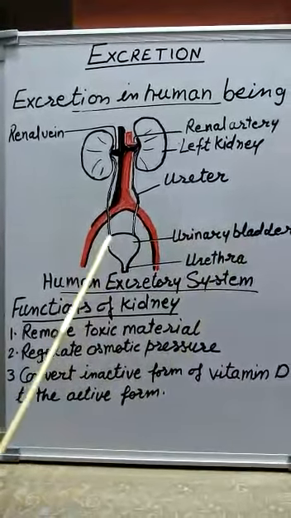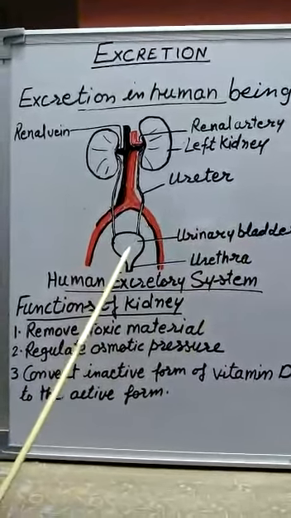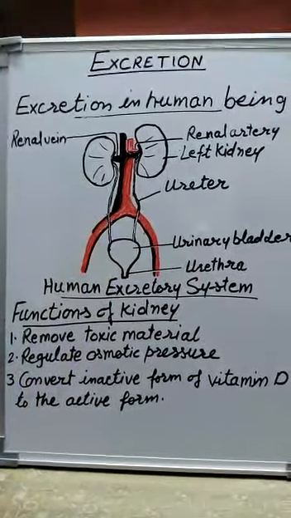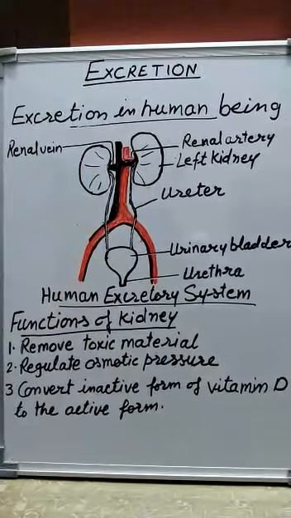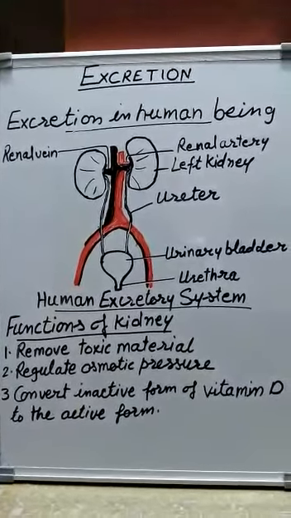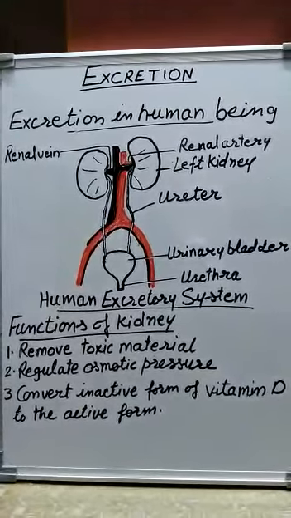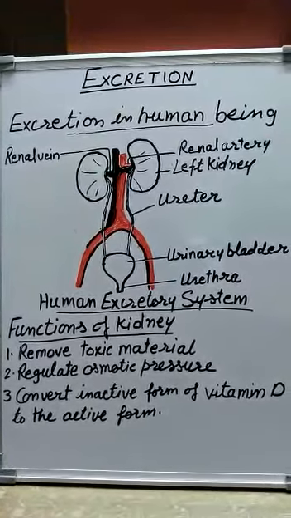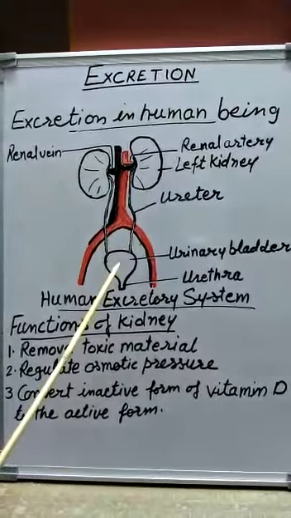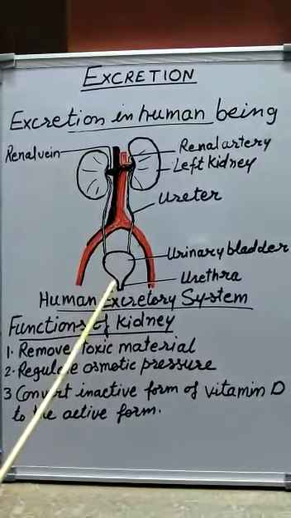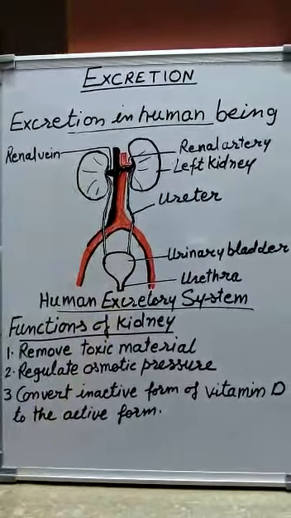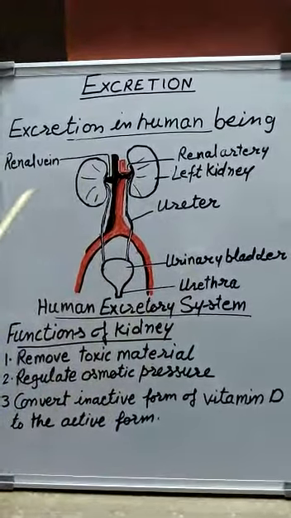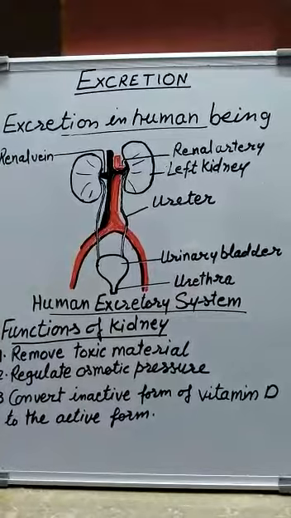Urinary bladder, you can see this is an inverted pear-shaped structure, and that is also the reservoir for urine. It collects the urine, and then the urine is thrown out of the body with the help of the urethra. So that is the structure of the human excretory system.